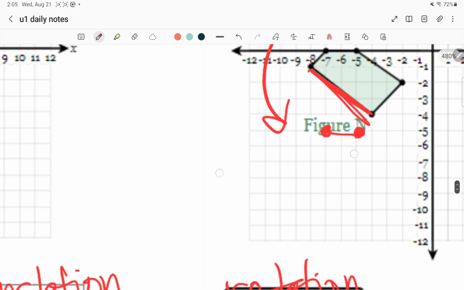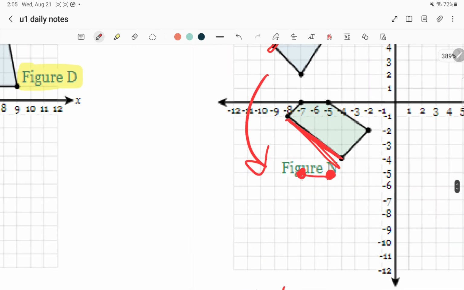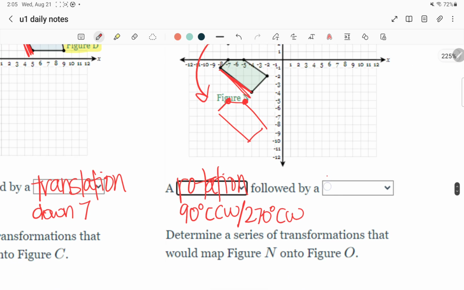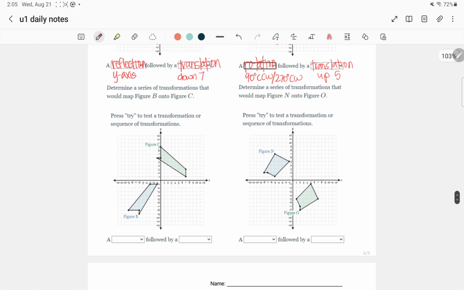So from here, I see that I just would need, well, it would look like this. I just need it to go up. So that is another translation. This time up 1, 2, 3, 4, 5. Okay, let's see.